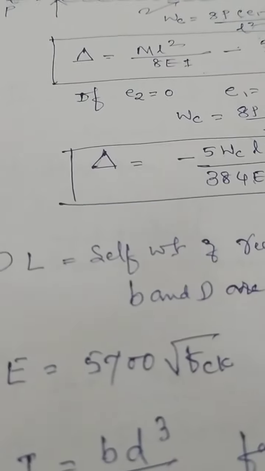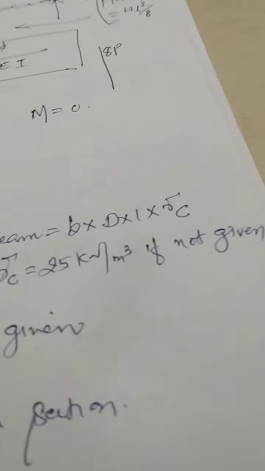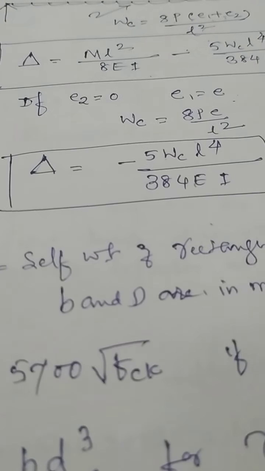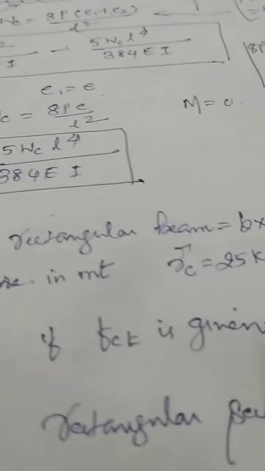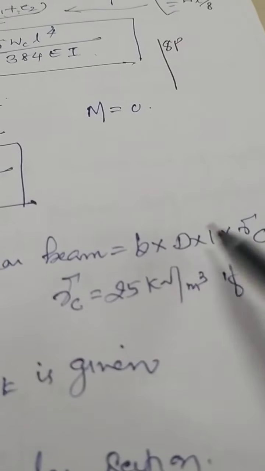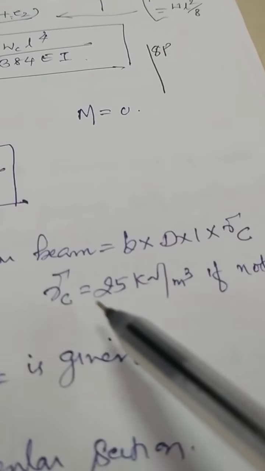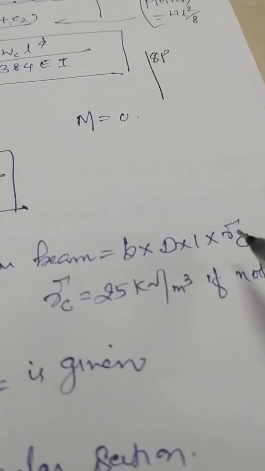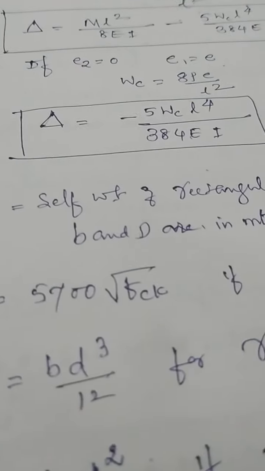Then due to dead load, how to calculate deflection? This is again UDL. Formula is simply 5WL raised to 4 divided by 384EI. That formula is known. I'm not mentioning again the formula, but how to calculate dead weight, that is volume into density. Volume is B into D into 1 into density of concrete. Here 1 is in meter, density is in kilonewton per meter cube, hence B and D should be in meters.